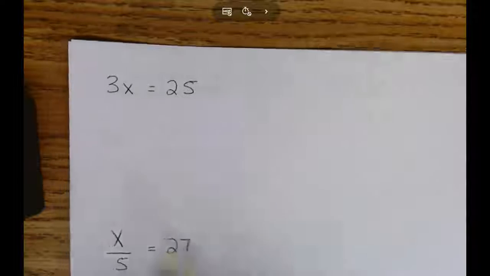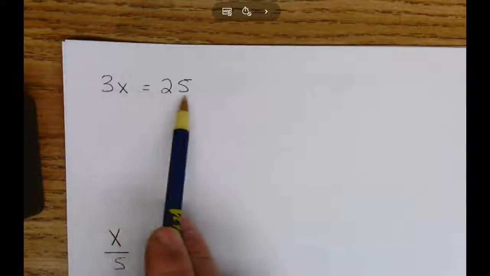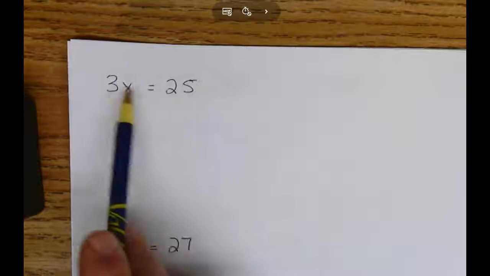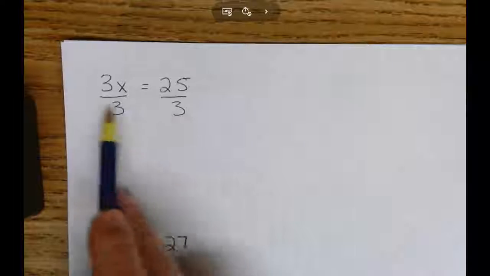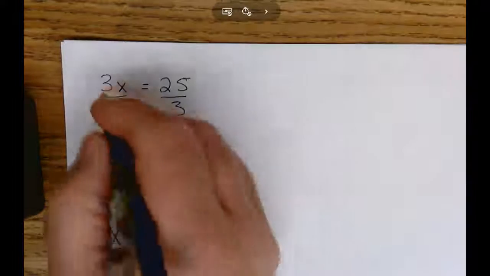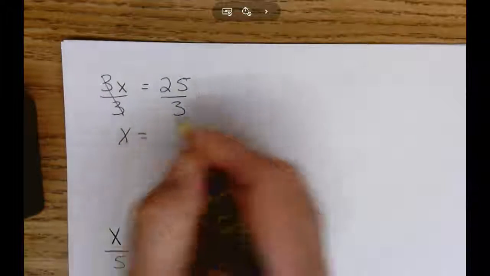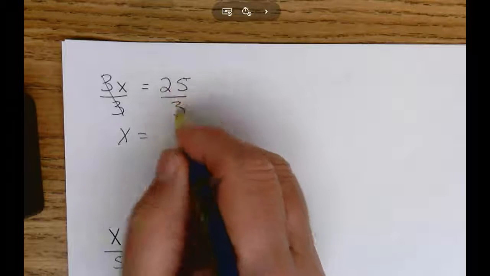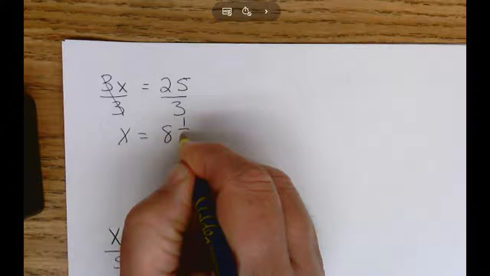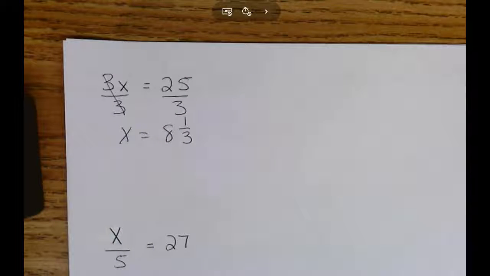Okay, look at a couple more. So here we have multiplication, right? We have 3 times x equals 25. Right? We want to undo this 3 times x, so we divide by 3. And again, we do it to both sides. And this will cancel. And this will be 25 over 3, whatever that is. We can even do the math. It goes in 8 times, 8 and 1/3, something like that.